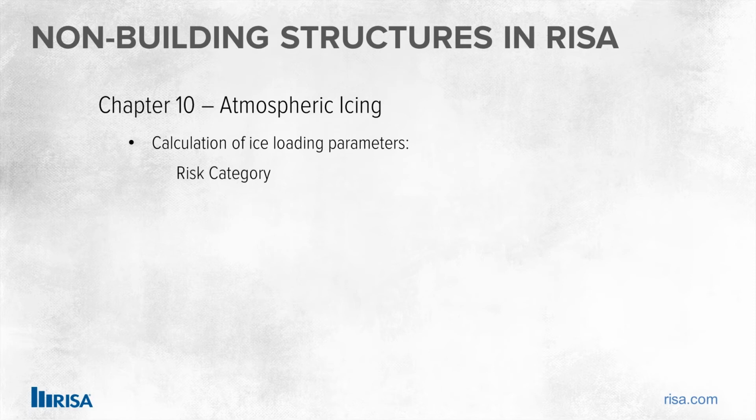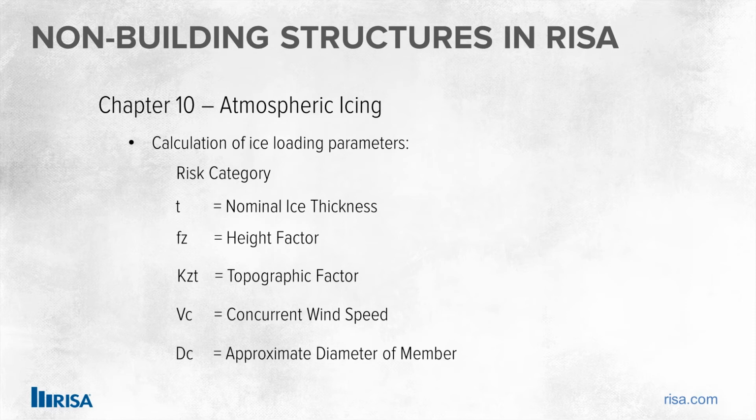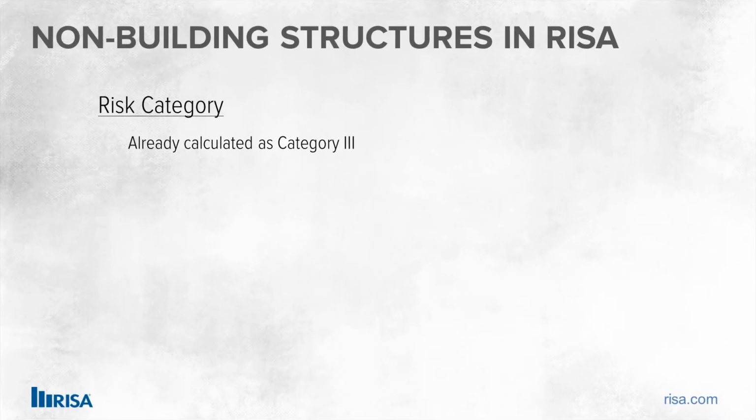We have risk category, we have the nominal ice thickness, the height factor, the topographic factor, the concurrent wind speed, and that would be the maximum wind speed that we could get during a freezing rain event. And then we have the approximate diameter of the member, because of course the amount of ice that forms on a member is a function of the size and shape of that member.